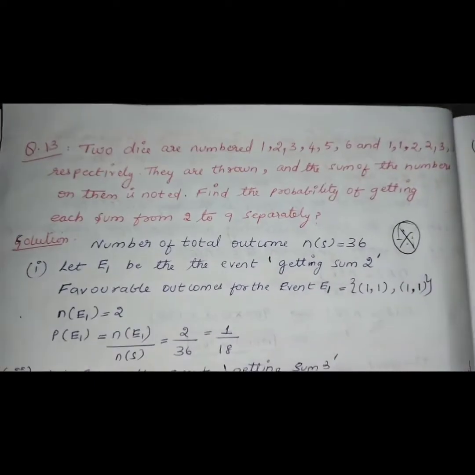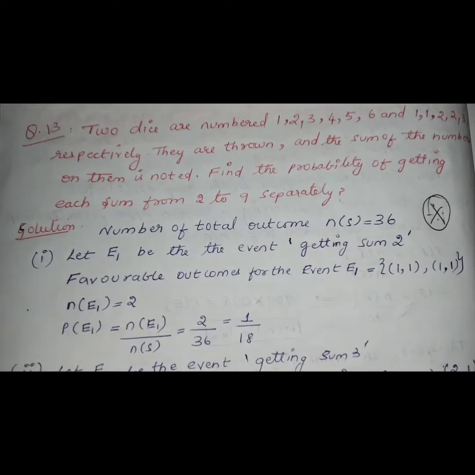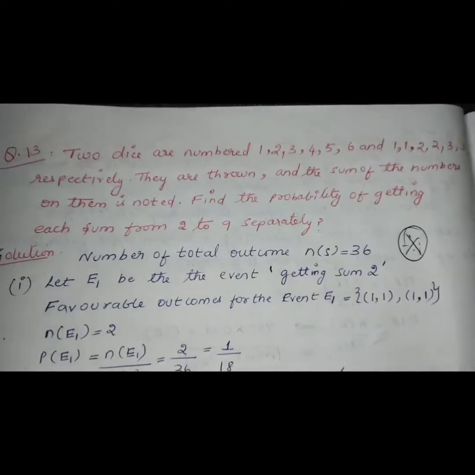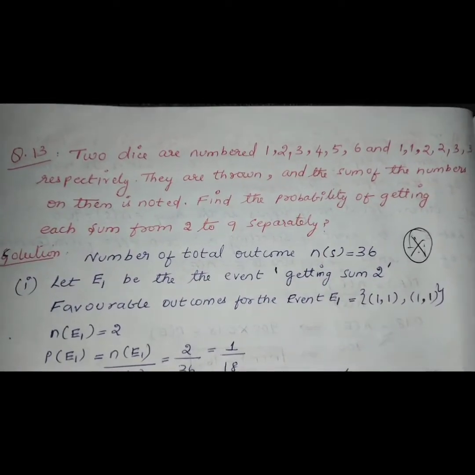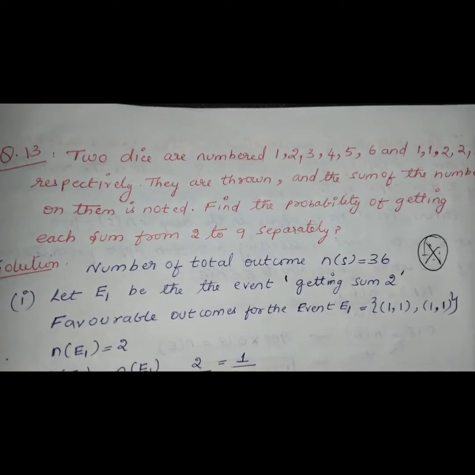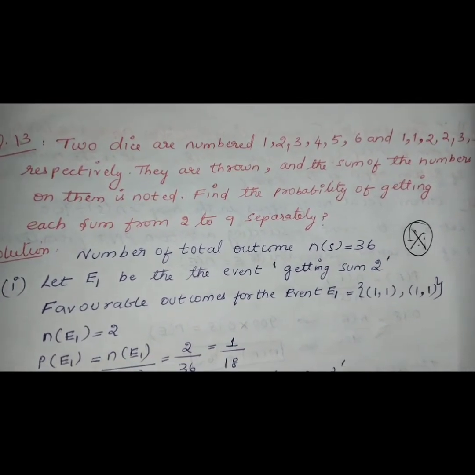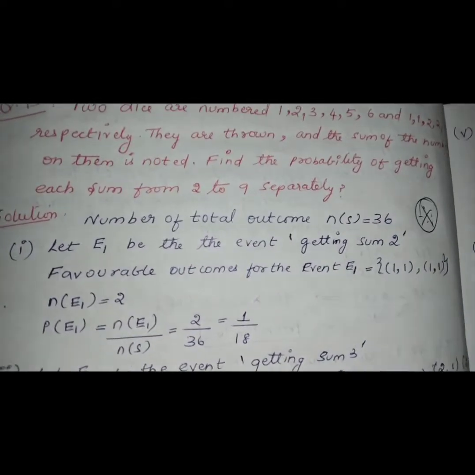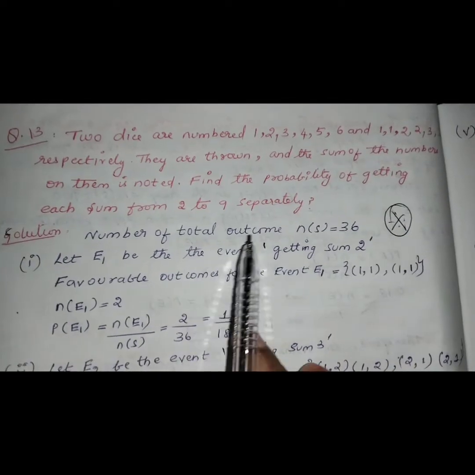This is question 13 and this is also a very important question of previous year board examination question paper. Question 13: Two dice are numbered 1, 2, 3, 4, 5, 6 and 1, 2, 1, 1, 2, 2, 3, 3 respectively. They are thrown and the sum of numbers on them is noted. Find the probability of getting each sum from 2 to 9 separately.